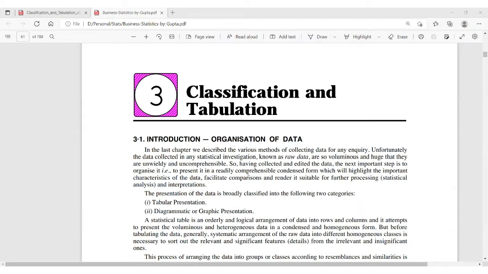So, having collected and edited the data, the next important step is to organize and present it in a readily comparable, condensed form, which will show the important characteristics of the data, facilitate comparison, and render it suitable for further processing and interpretation. The presentation of data is broadly classified into two categories: tabular presentation and diagrammatic or graphic presentation.